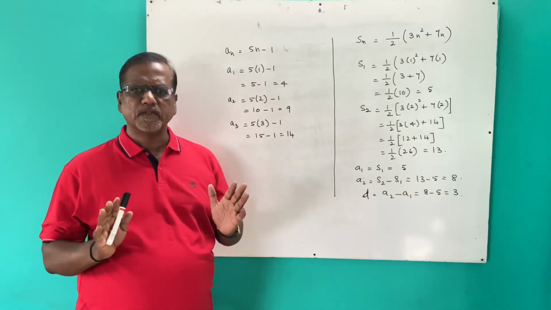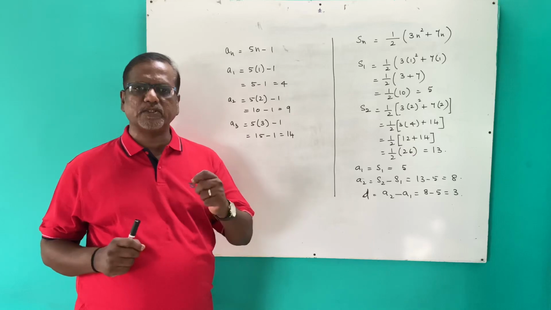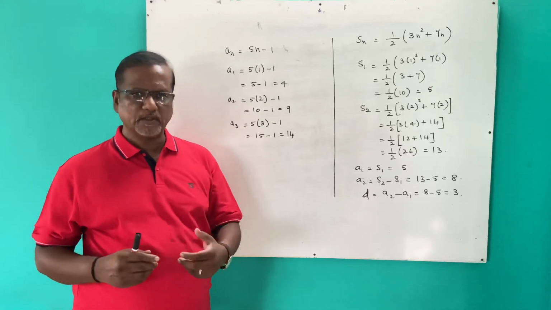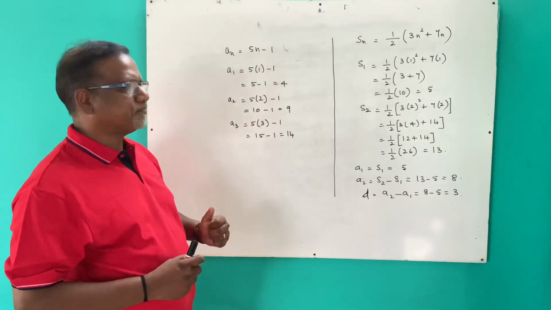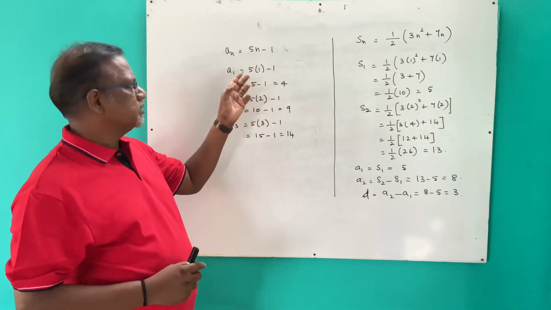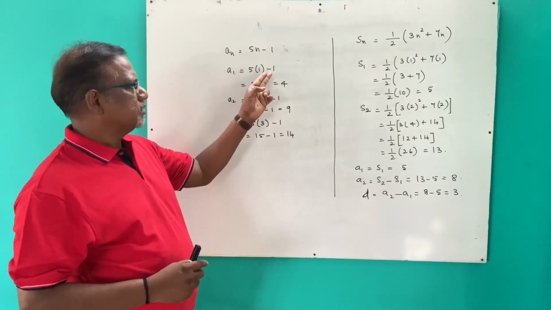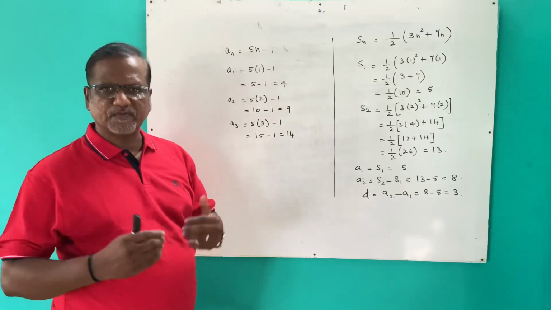Very simple. In the place of n, we have to substitute the values 1, 2, 3 and so on. For example, an is given as 5n minus 1. a1 will be, in the place of n, substitute 1. So it is 5 into 1 minus 1, that is 5 minus 1, which is equal to 4. We found the first term.